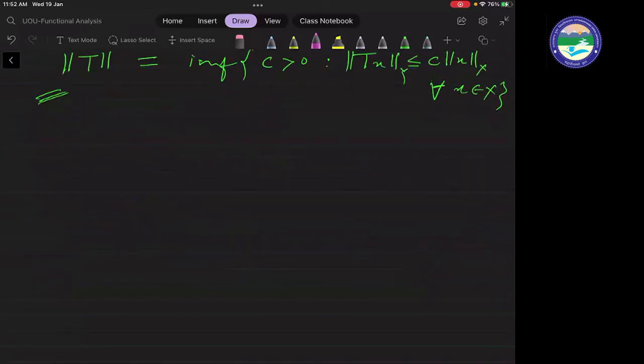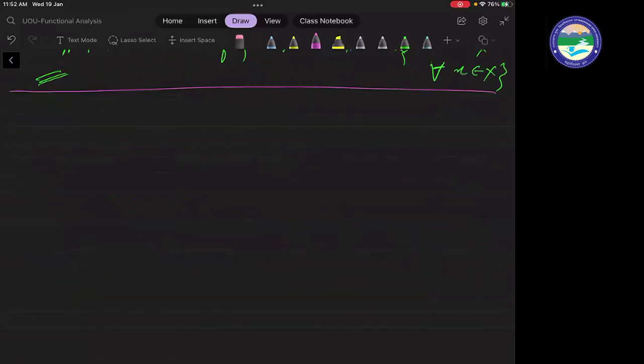One more thing I will prove for you. I will show you that if we have two normed spaces, and suppose we have a linear transformation, then can you say, given only a linear transformation, is it bounded? So here is a result for you.